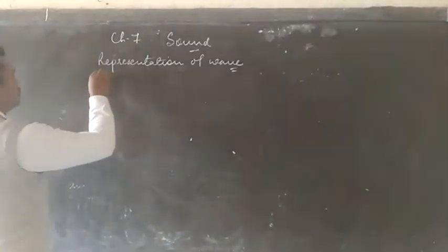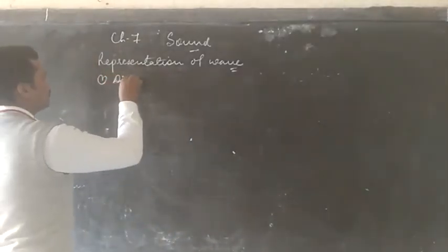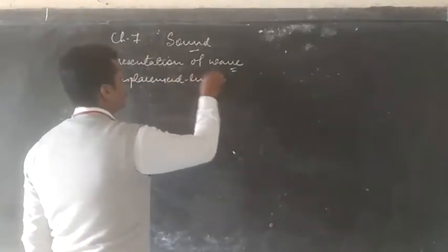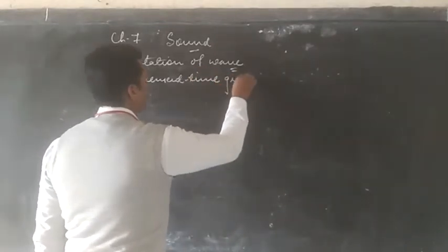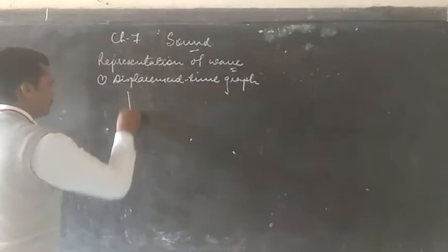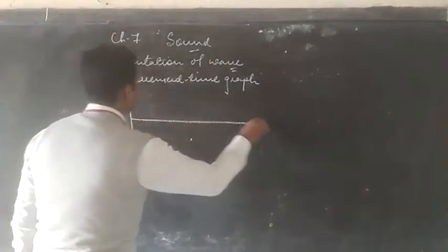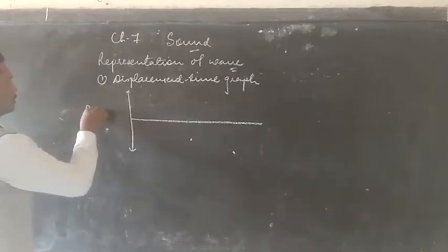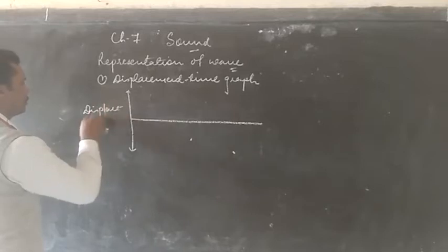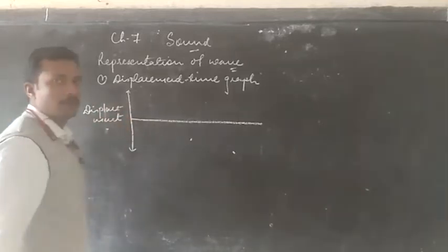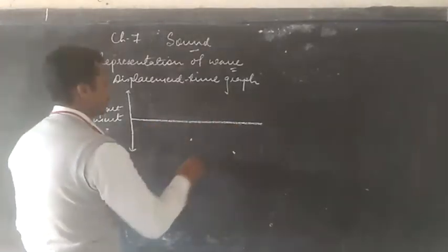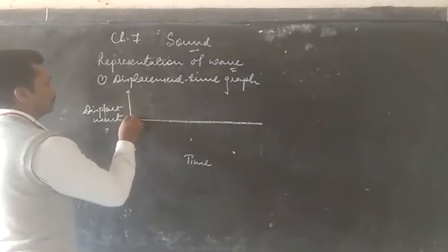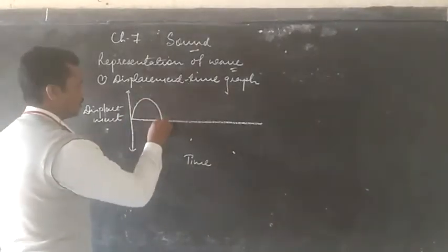First is the displacement time graph, where we can take the y-axis as the displacement. This is the displacement, and we can take the x-axis as the time. Let us suppose this is the graph.